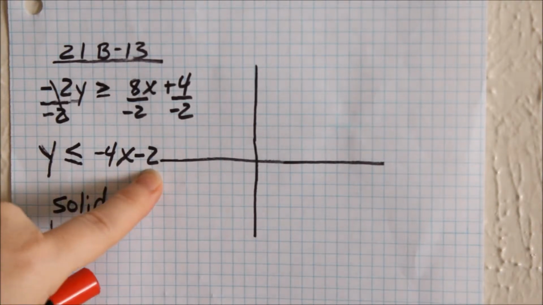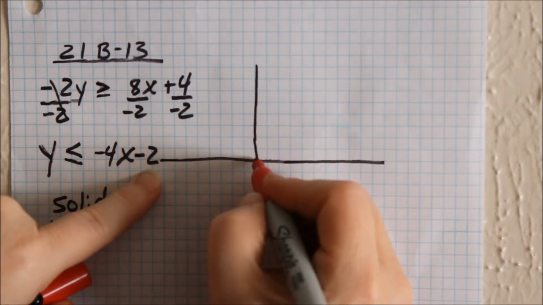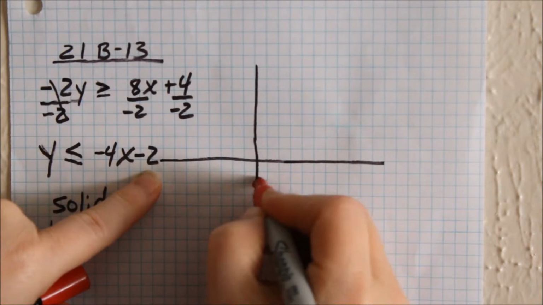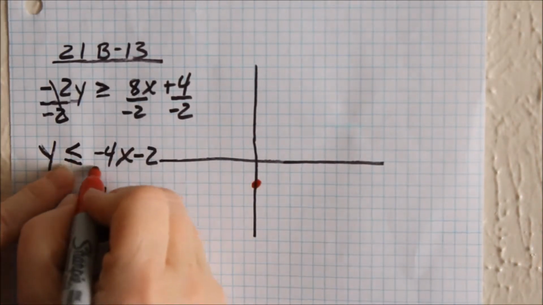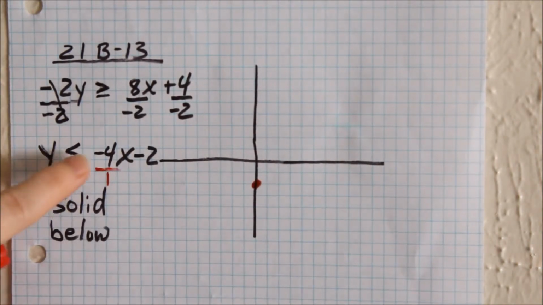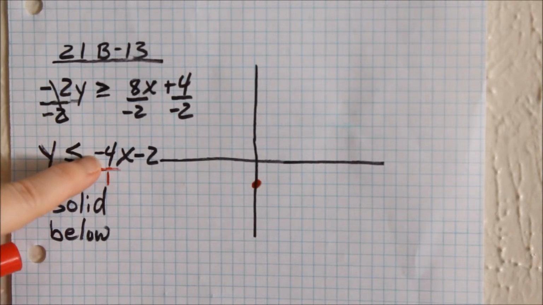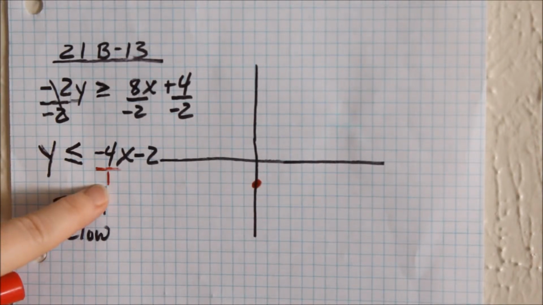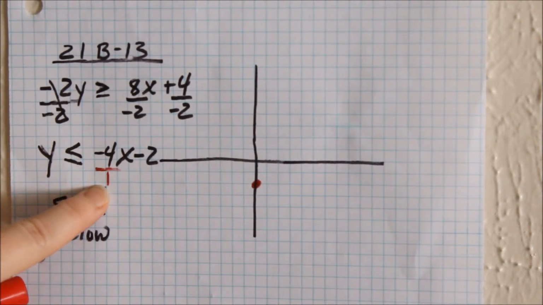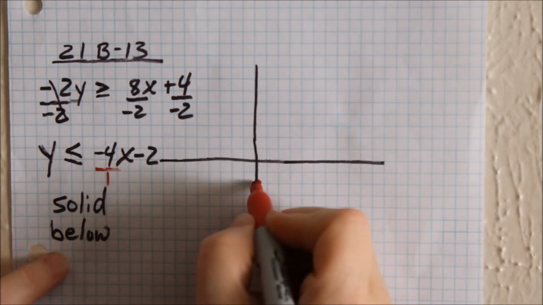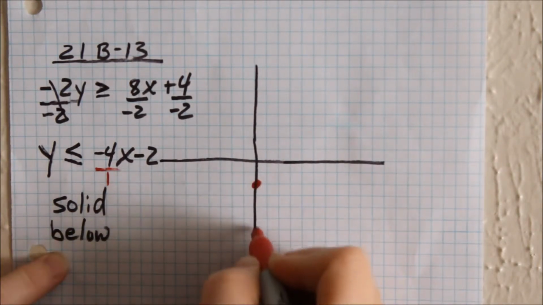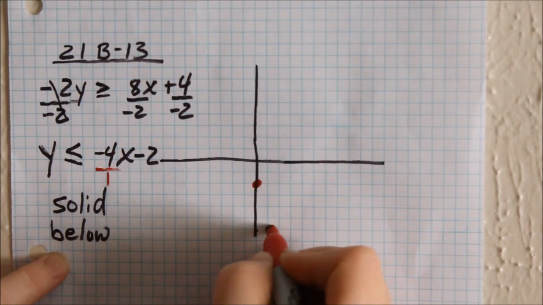Your y-intercept is negative 2, so from the origin we count down 1, 2, that's one of your points. My slope is -4. We can put it over 1. So remember, this is down 4, over to the right, +1. So +1 means to the right. So from my y-intercept, count down 4. 1, 2, 3, 4. To the right, +1.